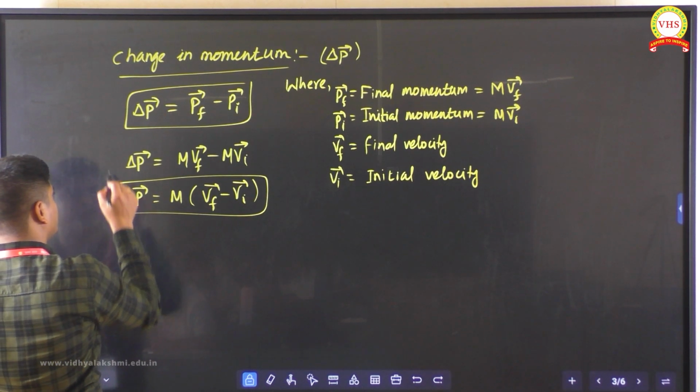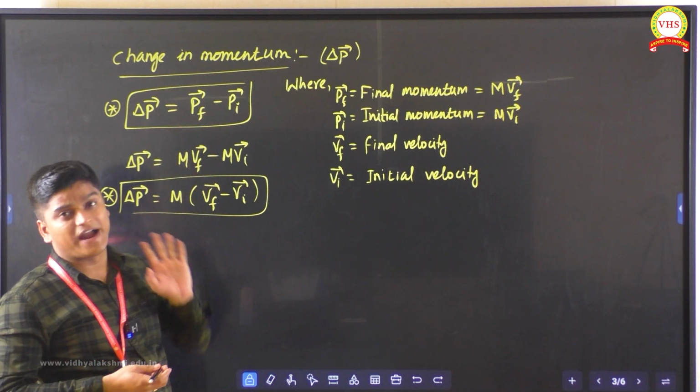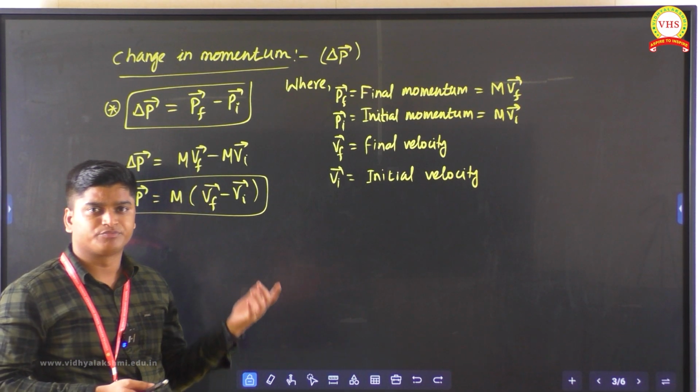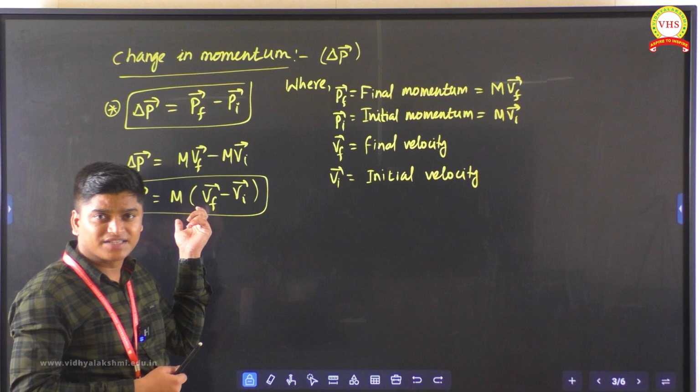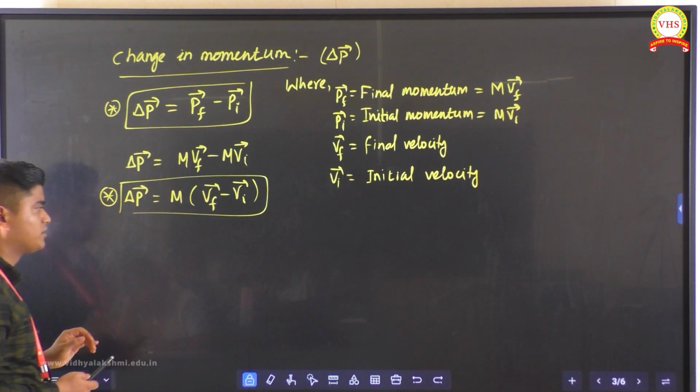So remember these two points. When we want to find change in momentum in any case, we talk about final momentum minus initial momentum, or especially we focus on mass times final velocity minus initial velocity. That idea should be here.